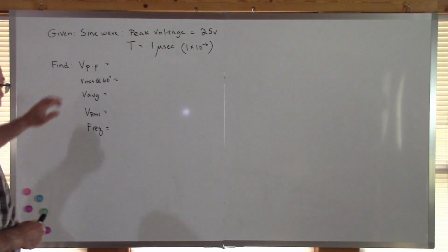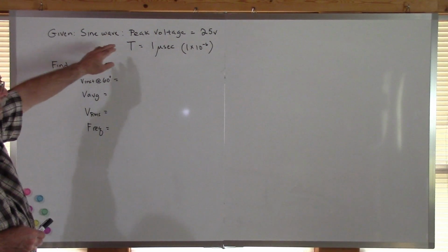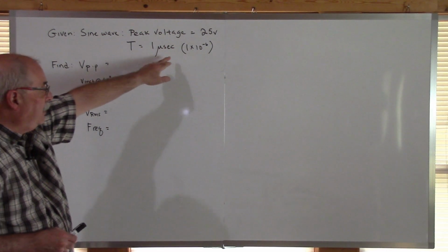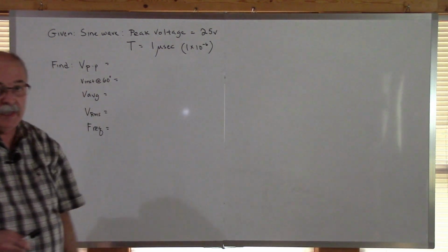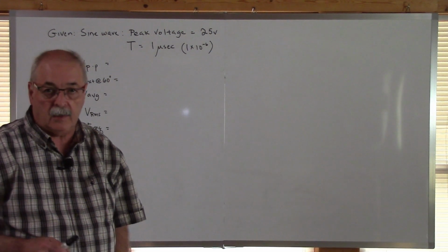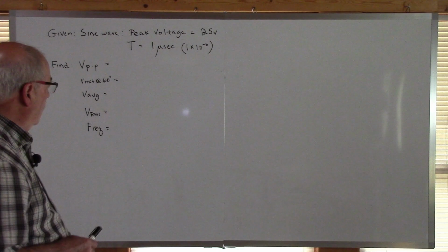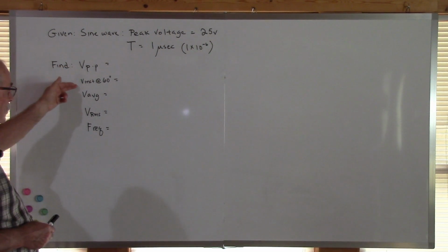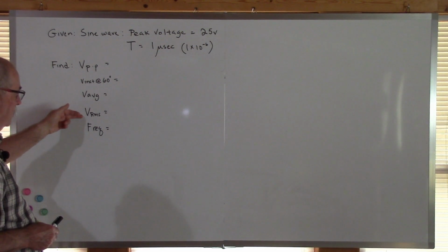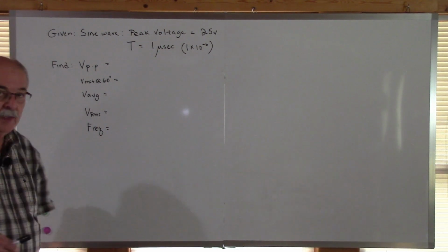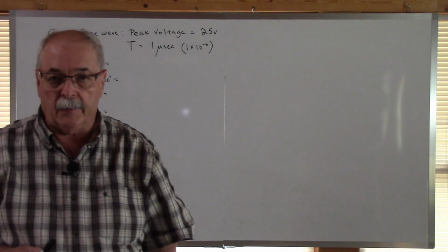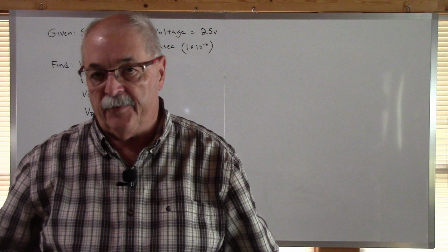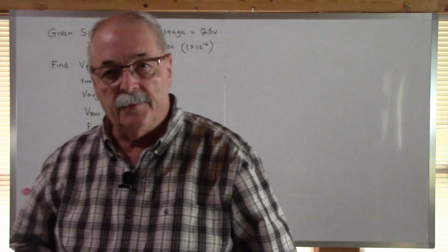Given a sine wave with a peak voltage of 25 volts and a period of 1 microsecond, that's 1 times 10 to the minus 6. Please get used to using scientific notation for these. We're going to find the peak-to-peak voltage, instantaneous voltage, average voltage, RMS voltage, and the frequency of the sine wave. The best thing to do when working on a problem like this is to actually draw the sine wave, so you get a feel for the visual of the wave itself.